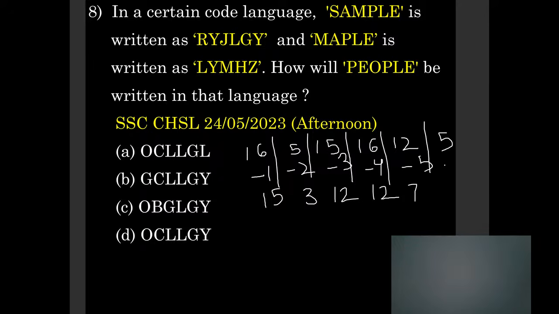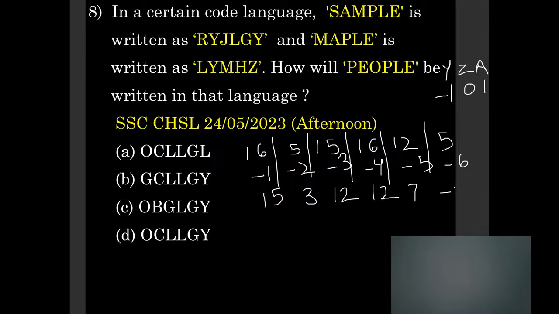Next, 5 minus 6 is equal to minus 1. So minus 1 means it is equal to Y. Because A value is 1, before 1 it is 0, and before 0 it is minus 1. So minus 1 means it is Y.